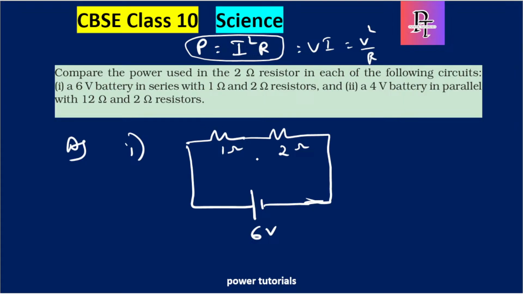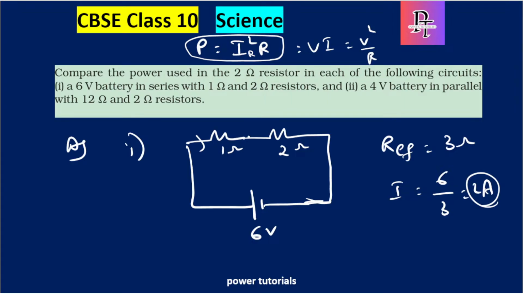Okay, let's find out the current first. 6 volts battery in series with 2 ohms resistors. So we need to get the current first. I told you this formula is used when the current is through the same resistor, not a different resistor or the circuit current. It is the current passing through that resistor. In this case the effective resistance R effective is 3 ohms. So the current will be V by R, 6 by 3, which is 2 amperes. So this 2 amperes will be flowing through this resistance as well as this resistance, because these two are in series.